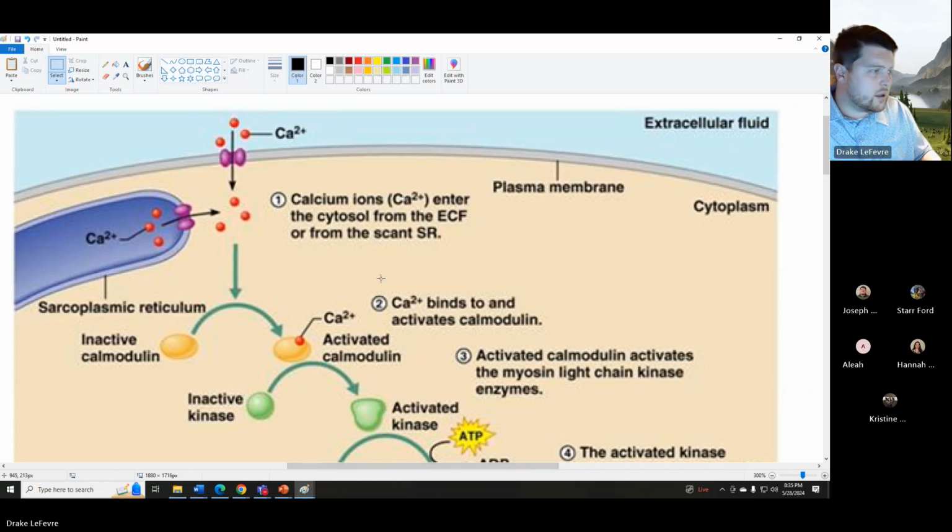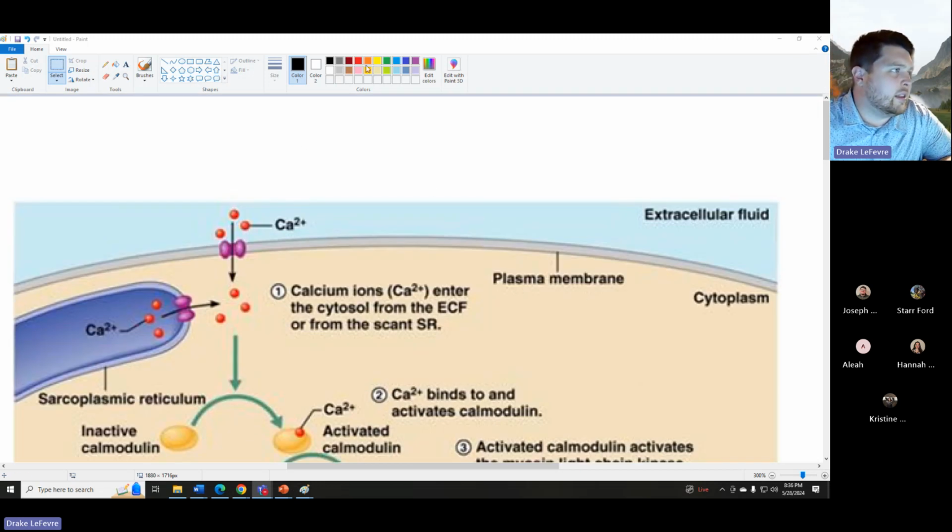So smooth muscle, biggest tip here first to start out, remember where smooth muscle is found. Kind of think about what its job is, what its function is. The easiest one to remember that I think about is the gut, right?